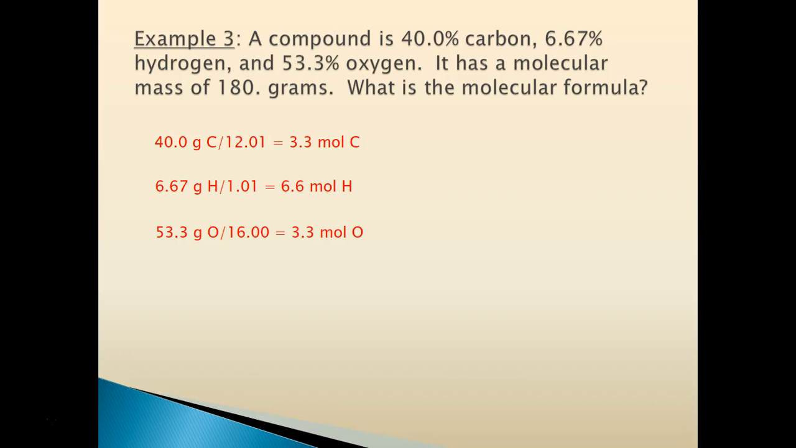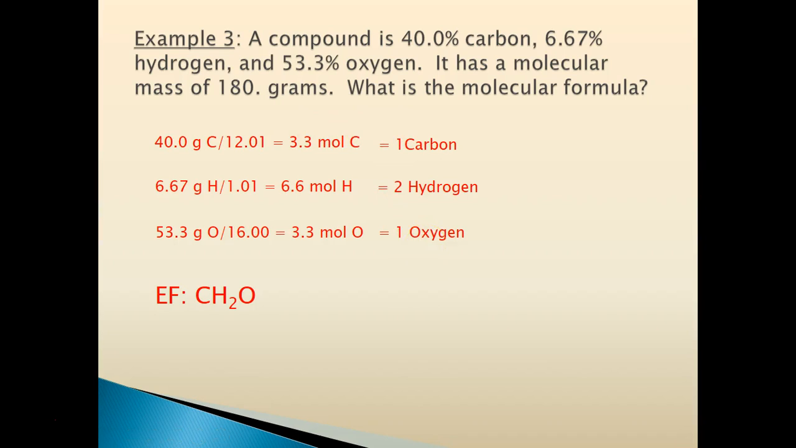To get a ratio, you probably remember this from math, but just in case you don't, you find the smallest number in the set, and you divide all the numbers in the set by that number. So 3.3 divided by itself is 1, 6.6 divided by 3.3 is 2, and 3.3 divided by itself is 1. So that means in my formula I have 1 carbon, 2 hydrogens, and 1 oxygen. So my empirical formula is CH2O. Now this example worked out very, very neatly. I have a whole number ratio, so I'm ready to go.